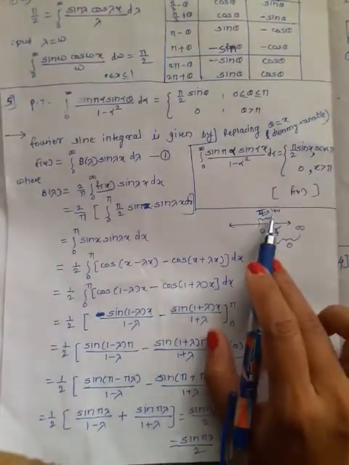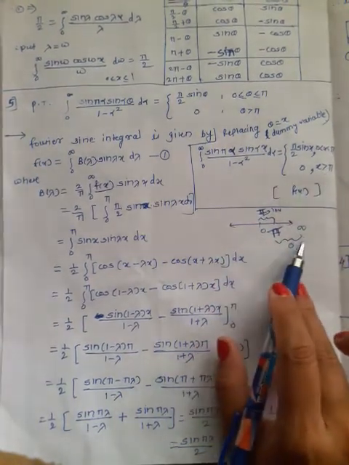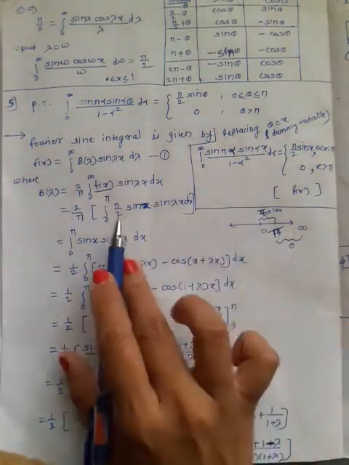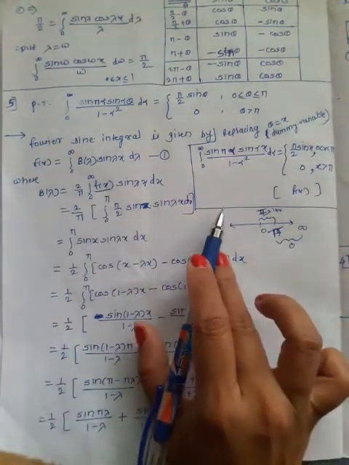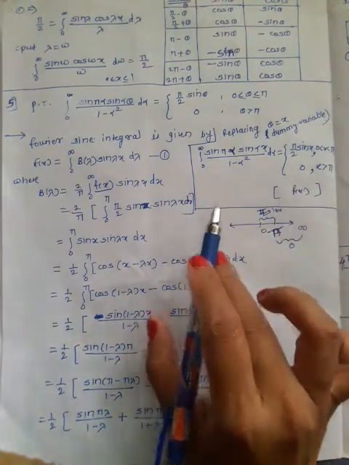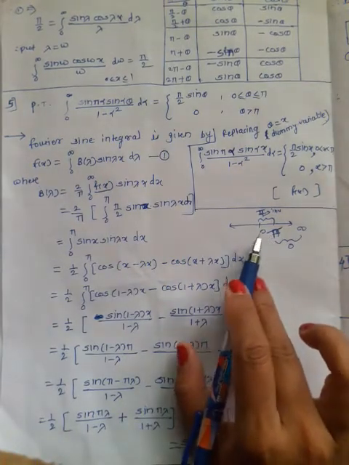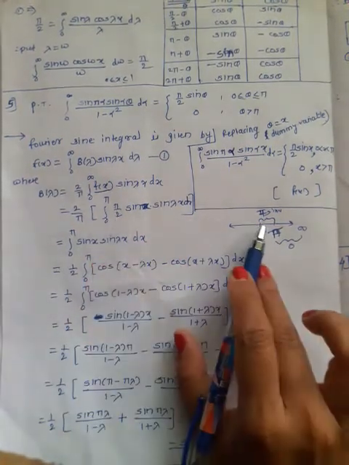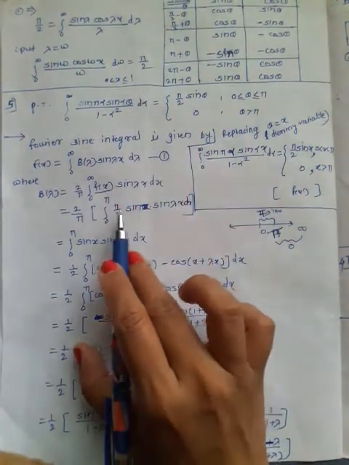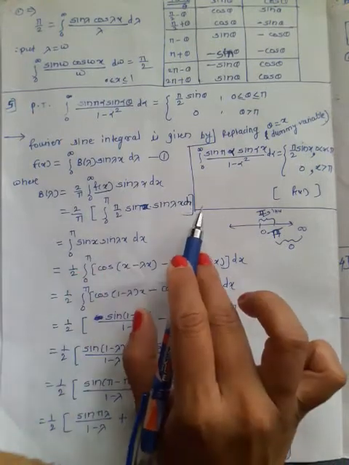Okay, and in pi to infinity, that is x greater than pi, the function value is 0. That's why this integration from 0 to infinity splits into 2, where the second integration is 0, so you don't need to write it. Only one integration is present here, 0 to pi, and the value of the function in 0 to pi is pi by 2 sine x, which is given in the example itself. That's why pi by 2 sine x sine lambda x dx as it is.